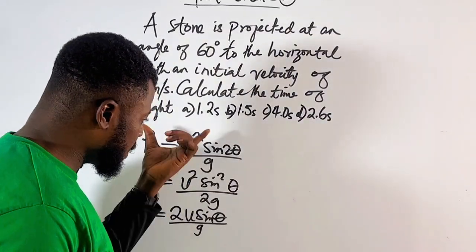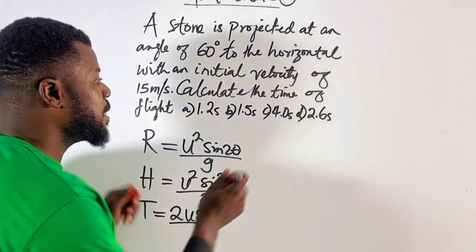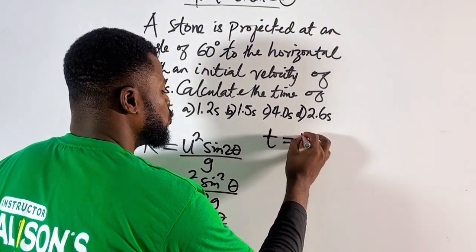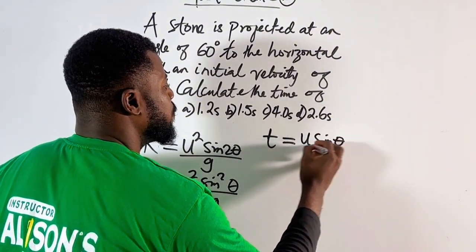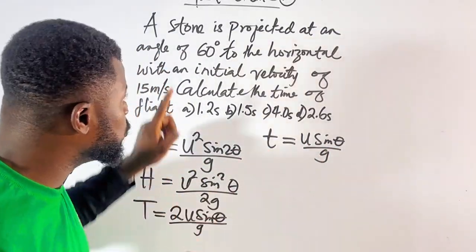Now, you see this formula I give you. The confusion students get is about the time. They don't know that this particular time will be t equal to u sine theta over g. This is the time the object takes to travel to reach the maximum height.